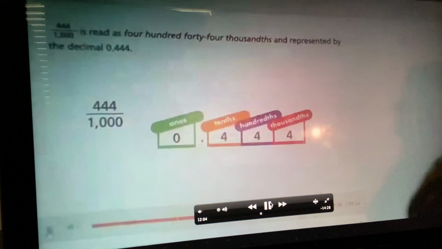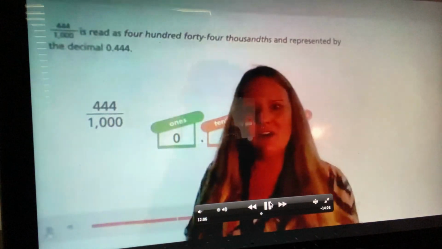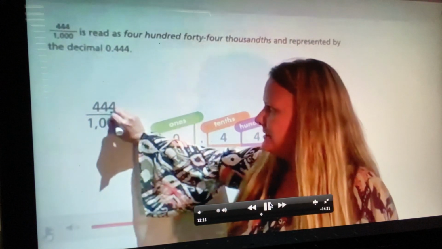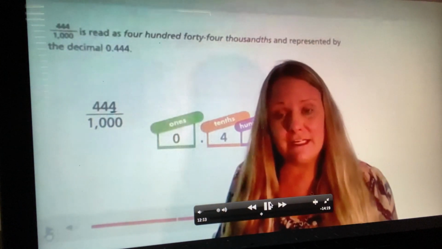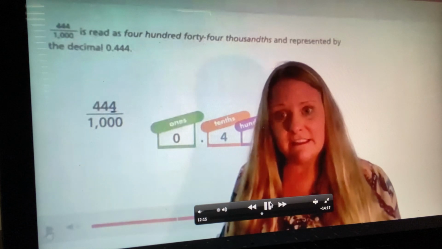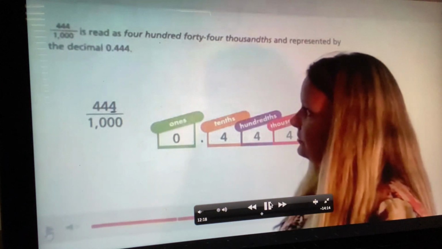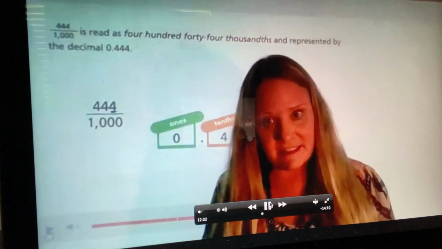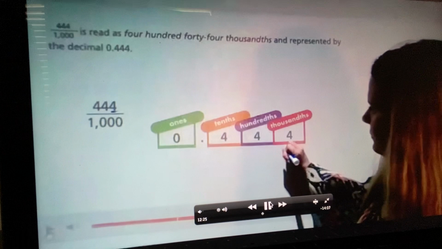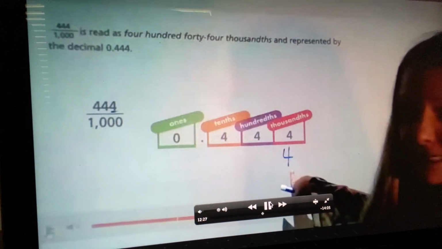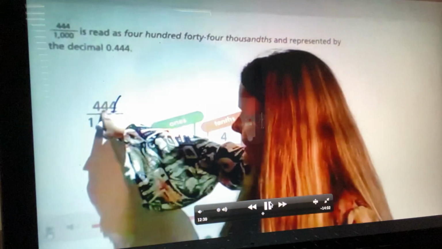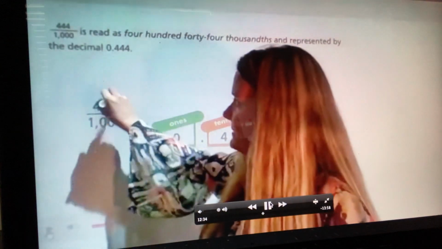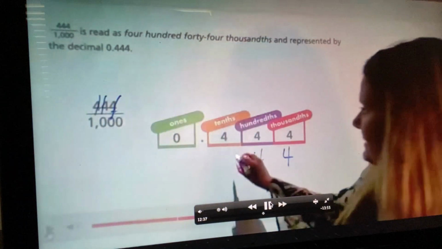Oh. I think I get it. Okay, hold on. So did you notice that the last number had to land in the right place value to make it correct? They said 444 thousandths. So if you worked backwards and put the 4 in the thousandths, then the 4 to the left goes in the hundredths. The 4 to the left of that would be in the tenths.